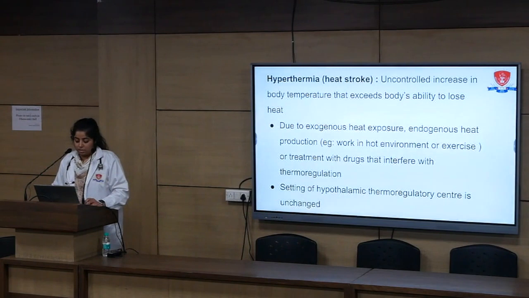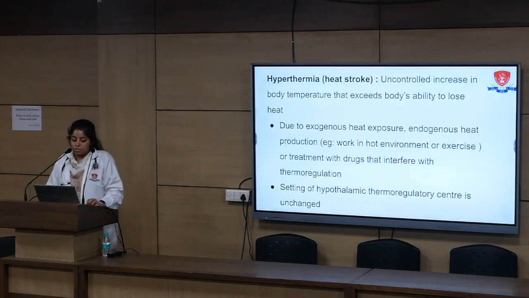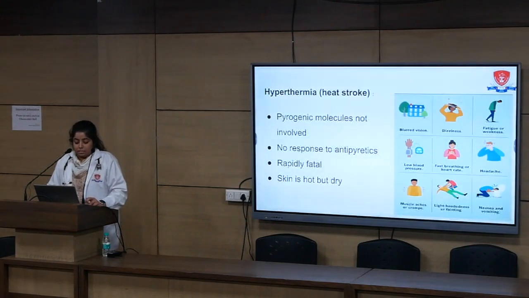Hyperthermia or heat stroke is defined as the uncontrolled increase in body temperature that exceeds the body's ability to lose heat. It occurs due to exogenous heat exposure, endogenous heat production, or treatment with drugs that interfere with thermoregulation. The setting of the hypothalamic thermoregulatory center is unchanged. In this fever, no pyrogenic molecules are involved, and it does not respond to antipyretics. It is rapidly fatal and the skin is hot yet dry. Such patients present with dizziness, fatigue, tachycardia or tachypnea.